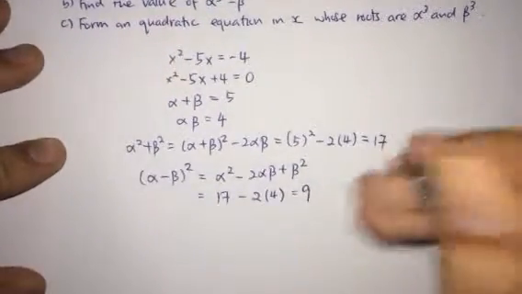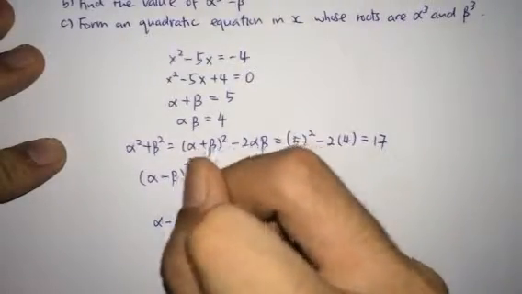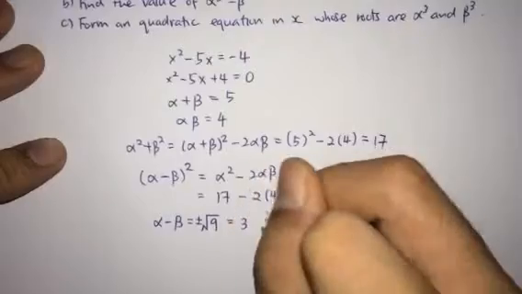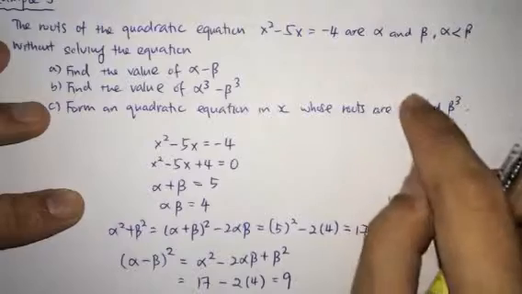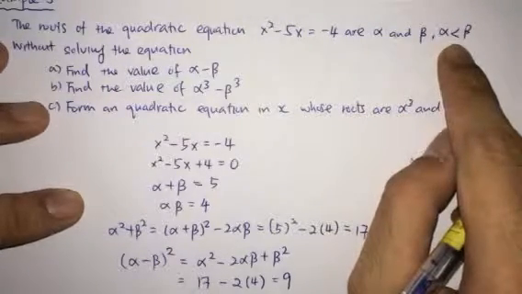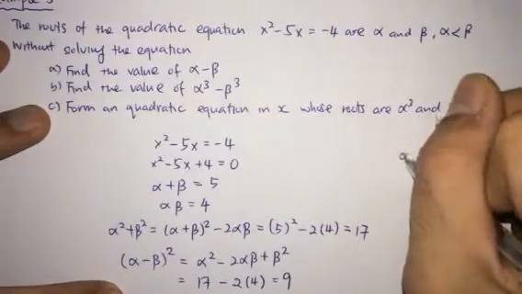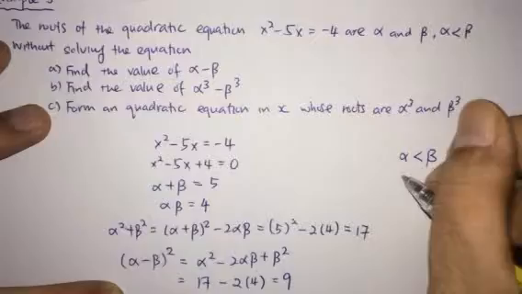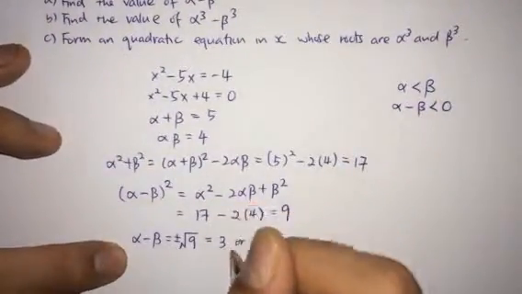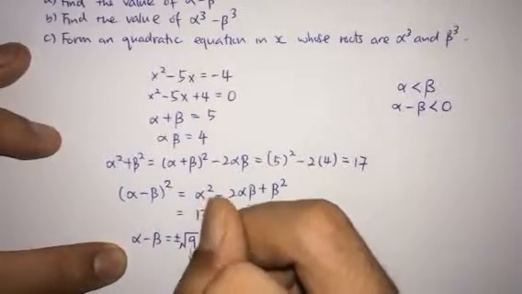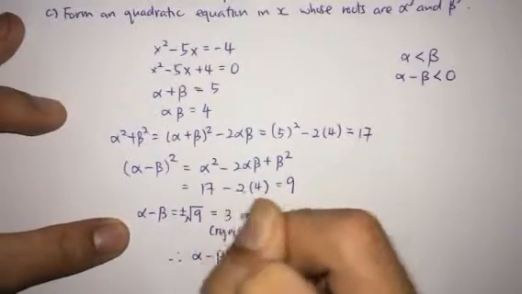Okay, so this means that alpha minus beta is equal to plus minus square root of 9, which will give me 3 or minus 3. But if you look carefully at the question, they do give a condition saying that alpha is less than beta. What this really means is that if alpha is less than beta, then alpha minus beta will be less than 0. This means that 3 is not the answer that we require here, so we'll reject this, and therefore alpha minus beta is equal to minus 3.